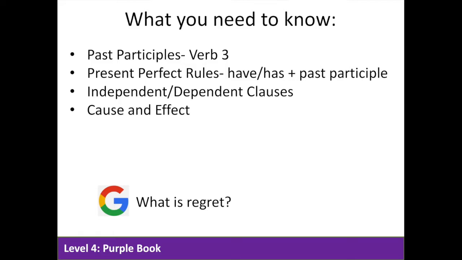A few things you'll need to know to better understand this lesson are what past participles are. You'll also need to know the grammar rules for the present perfect, that's have or has, plus the past participle. You need to know what independent and dependent clauses are, as well as what cause and effect is. If you don't know these things, that's alright. Take a moment to look them up and then come back.